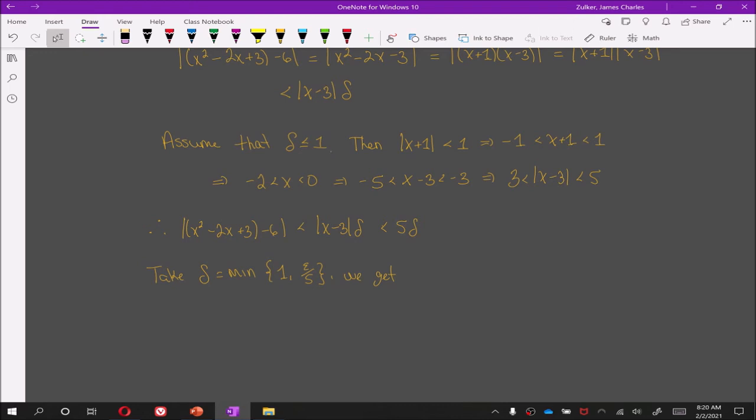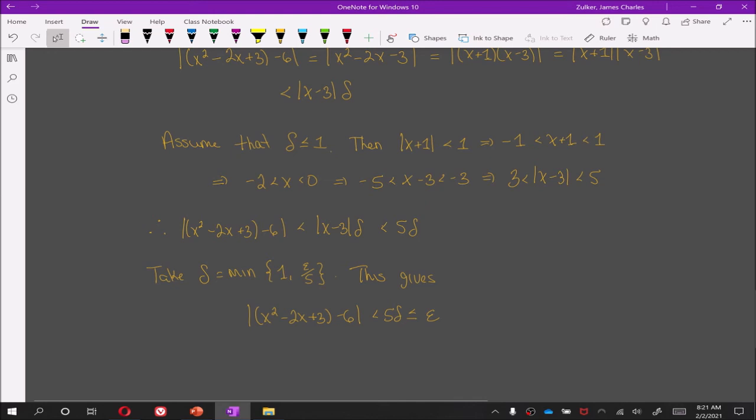Right, and now, if we take delta to be that minimum, this gives the absolute value of x squared minus 2x plus 3 minus 6 less than 5 delta, which will be guaranteed to be less than epsilon. Right? Again, because if epsilon over 5 is the minimum, then this becomes 5 times epsilon over 5. I want to keep it as less than or equal to, actually. Then this would equal epsilon.